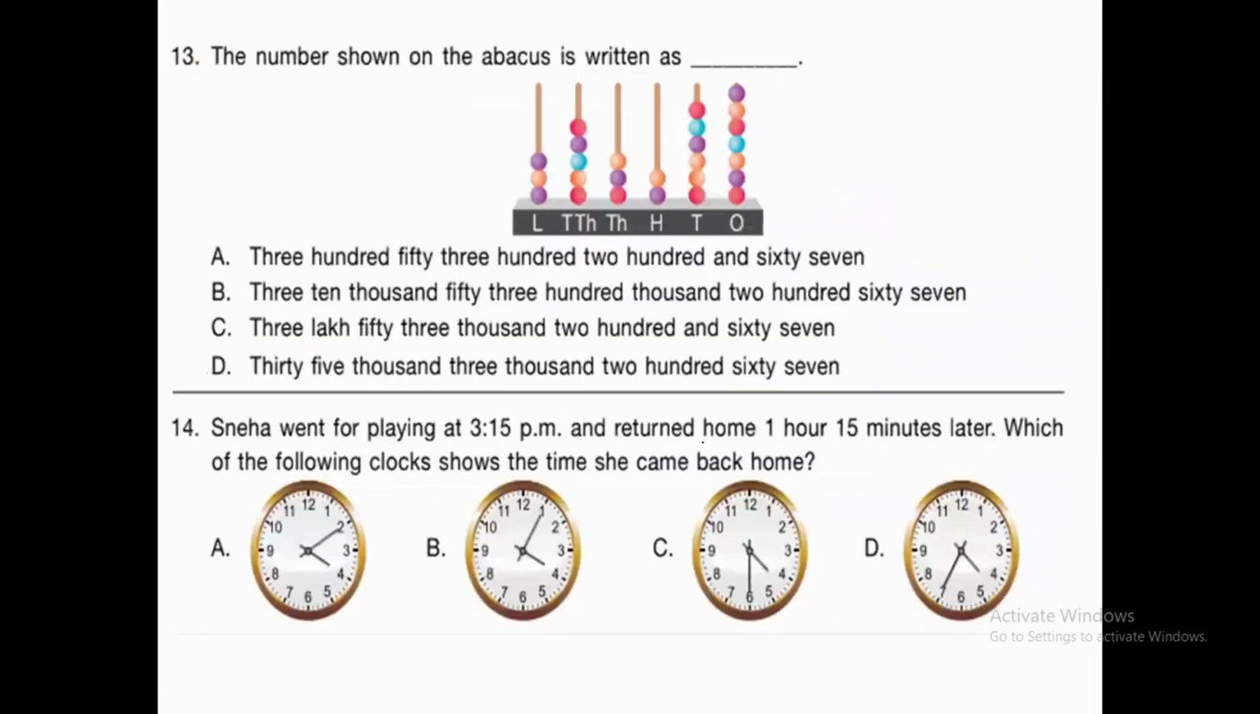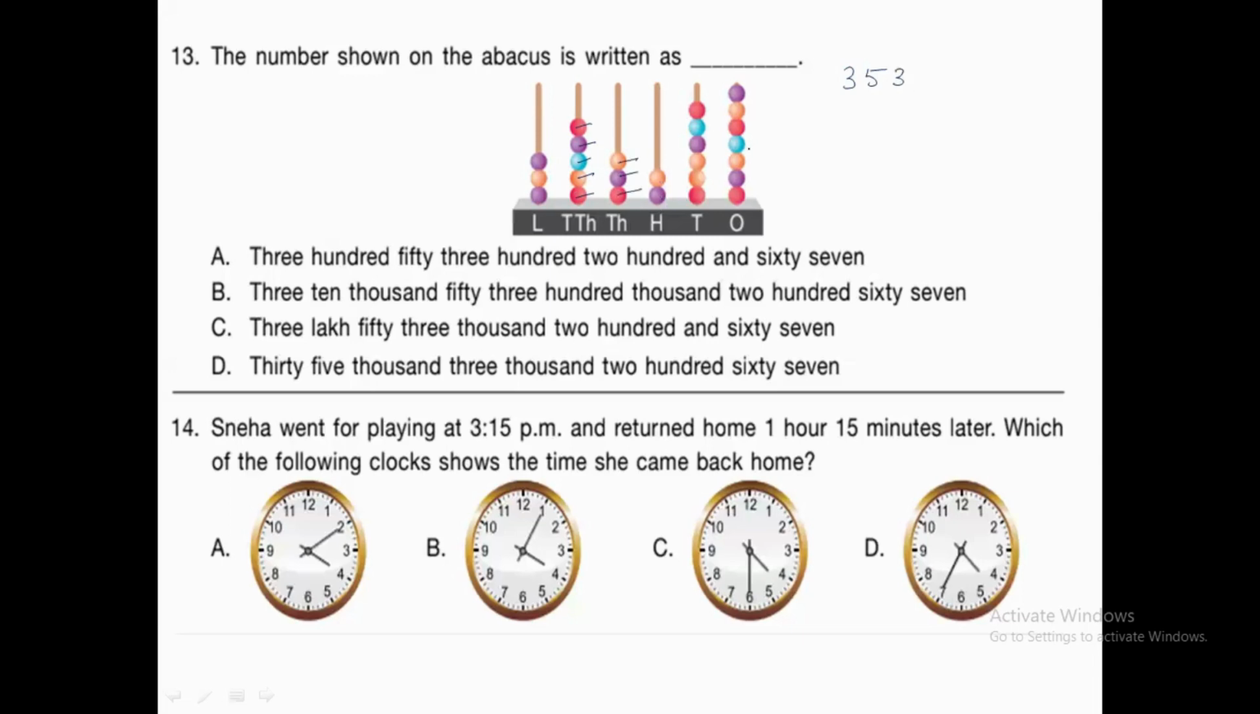Now let's move to question number 13, which says the number shown on the abacus is written as this. First, we can go through the abacus and write the numbers it is showing. At the lakh place, it is showing the number 3, so I'm writing it over here. Then at the 10,000 place, it is showing 1, 2, 3, 4, 5. Number 5. Then at the 1,000 place, the number is 1, 2, 3.